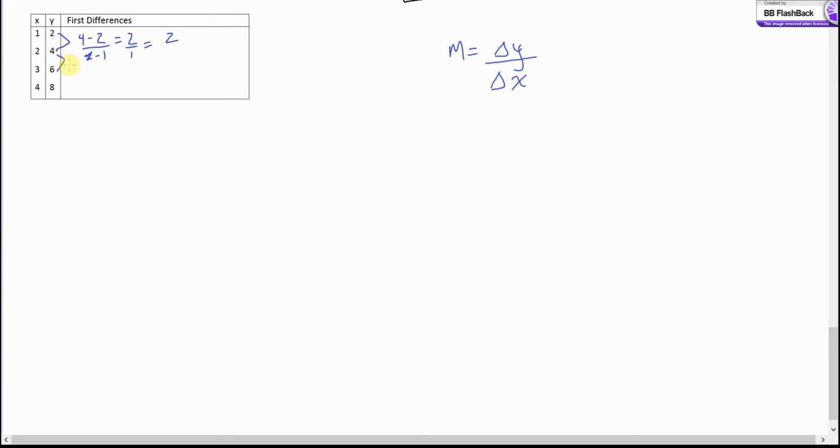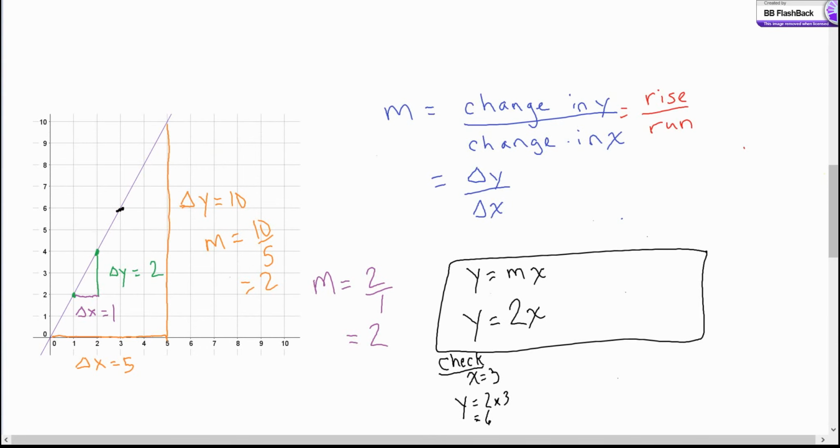Okay, notice here 6 minus 4 is equal to 2. 8 minus 6 is equal to 2. Oh, look at that. We got 2, 2, 2. Remember what we talked about before when we were looking at the graph and we found the slope in more than one place? That the slope, or the rate of change, stays the same throughout the whole graph. That's important. That actually defines a linear relationship. The rate of change is constant. The slope stays the same everywhere on the line.